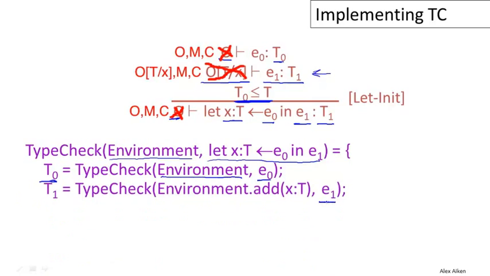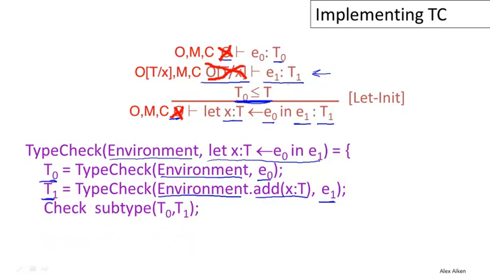Now we're type checking E1, and we expect it to have some type T1. But now the environment is different. So we're taking the original environment, the overall environment of the expression, and we're adding a declaration that x has type T to that environment. So we're extending the environment with an additional variable declaration. Okay, so we do that type checking call, and we get back a type T1.